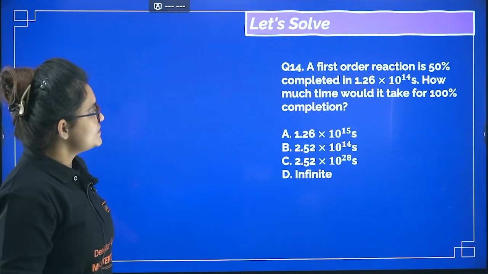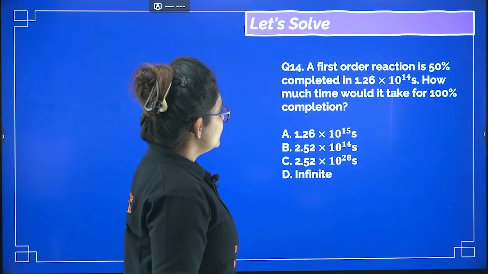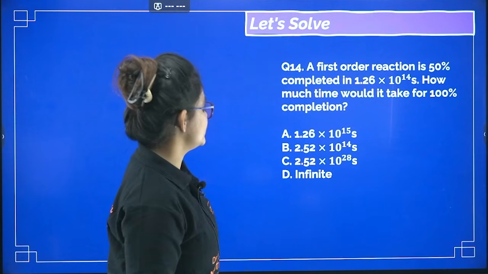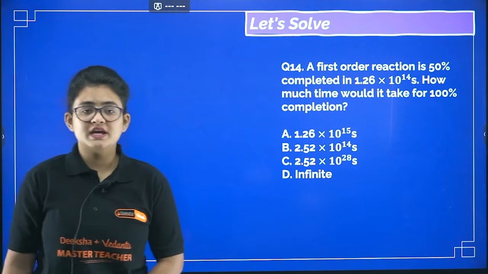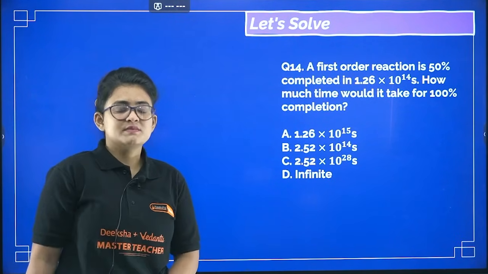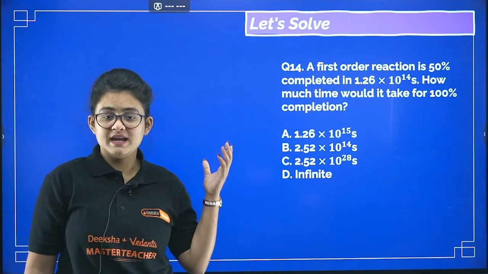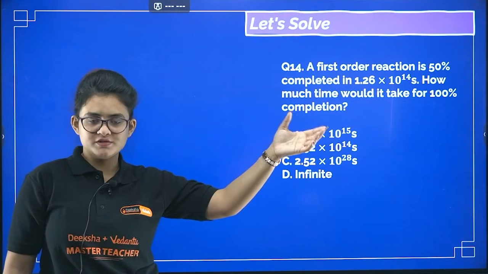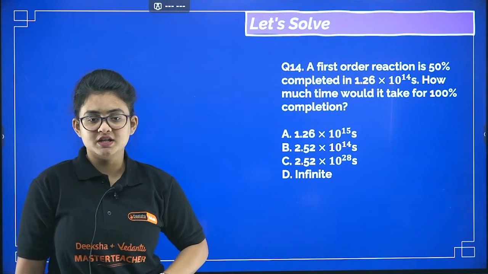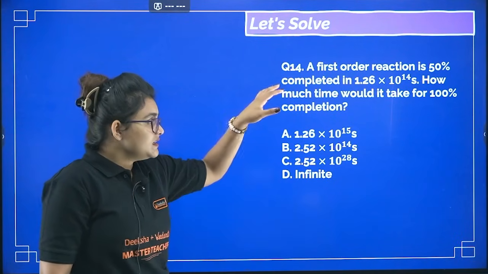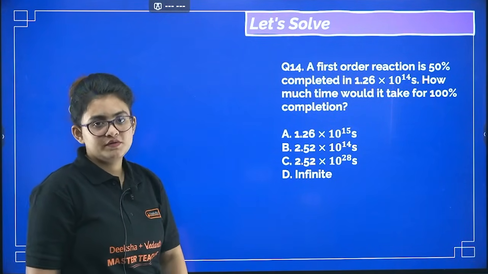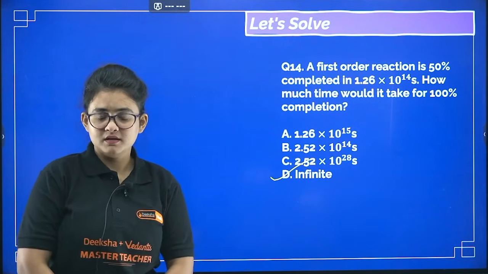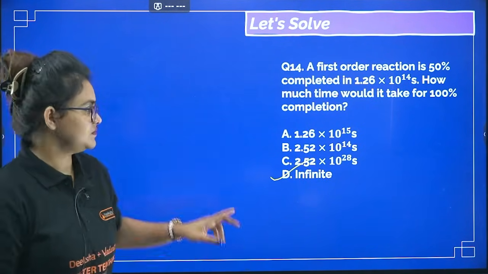A first order reaction is 50% completed in 1.26 into 10 power 14 seconds. How much time would it take for 100% completion? Let me tell you, my dear, first order reaction never gets completed. Because some exponential term comes over there, you can see the ln term came out there. If you take it from that side to the opposite side, it will come up to be e exponential. That's the reason it is said that first order reaction takes infinite time to be finished. So don't proceed further, just mark it as infinite. It never gets completed, first order reaction.